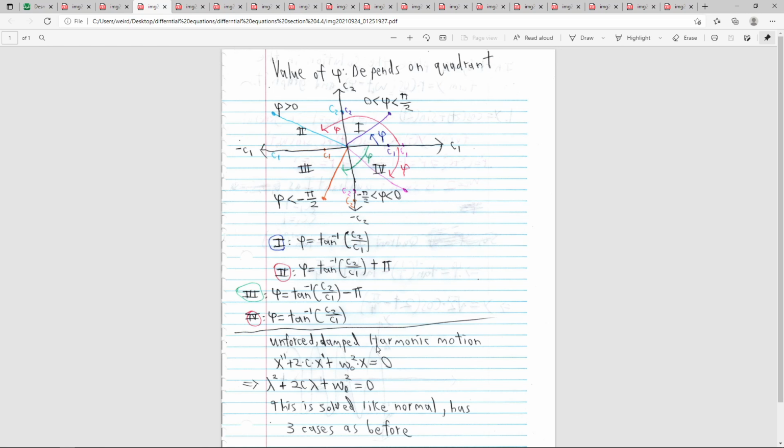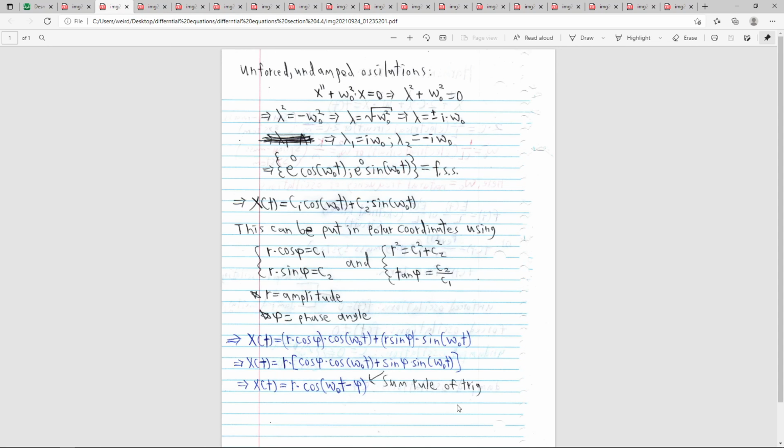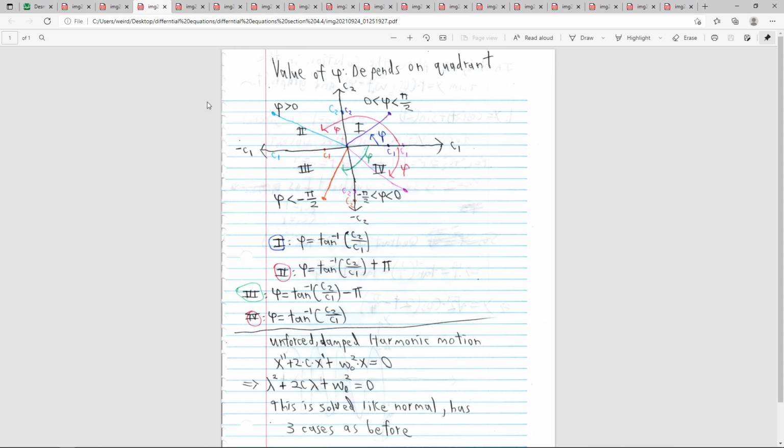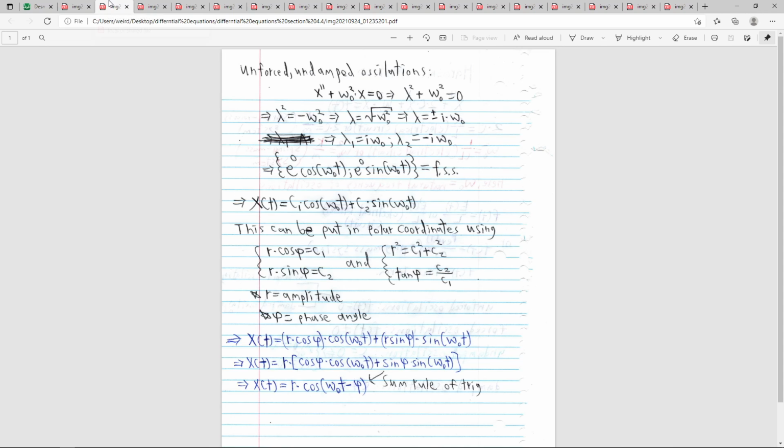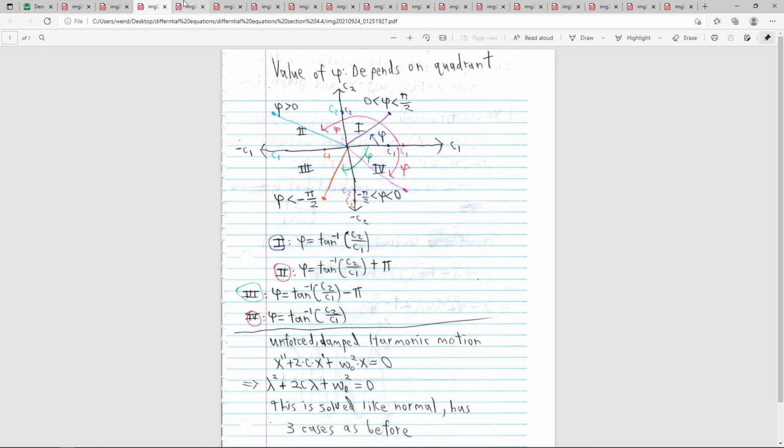And real quick, unforced damped harmonic oscillating motion. We have 2 times C term here, C does not equal 0. So it becomes this characteristic equation, and you do it normally, and it has 3 cases, not just the one. This one only has the one case every time. So that's why it can always be converted into here, because it always follows the same basic format. So if you're dealing with a case where lambda squared plus omega naught squared equals 0, then it's only one type of solution no matter what. It's always going to be complex numbers with that type of thing.